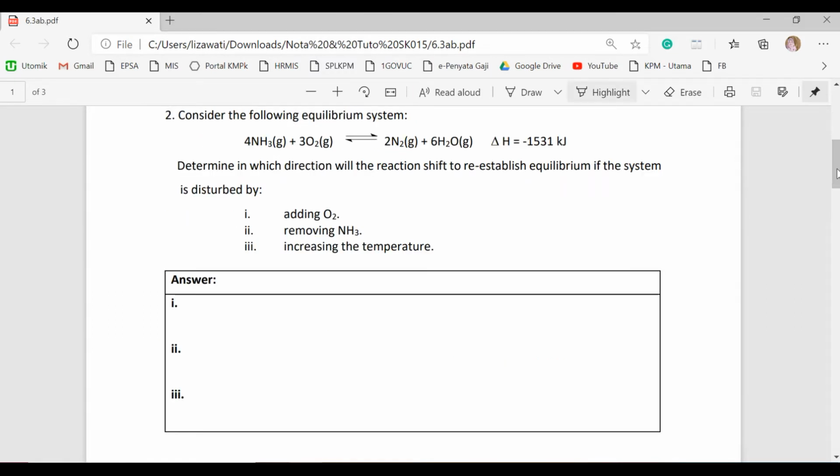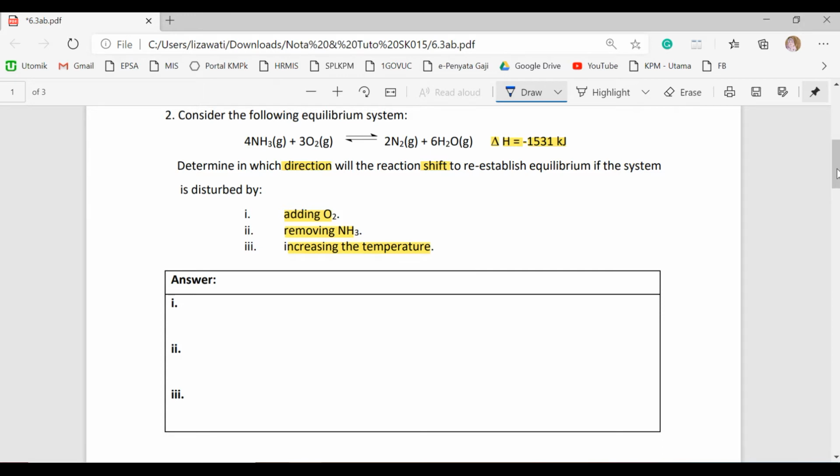Question number 2. Consider the following equilibrium system. So this is the equation, and you have to refer to this. Given to you, the delta H value is negative 1531. Determine which direction the equilibrium will shift to re-establish equilibrium if the system is disturbed by adding O2, removing NH3, and increasing the temperature. So first of all, adding O2.